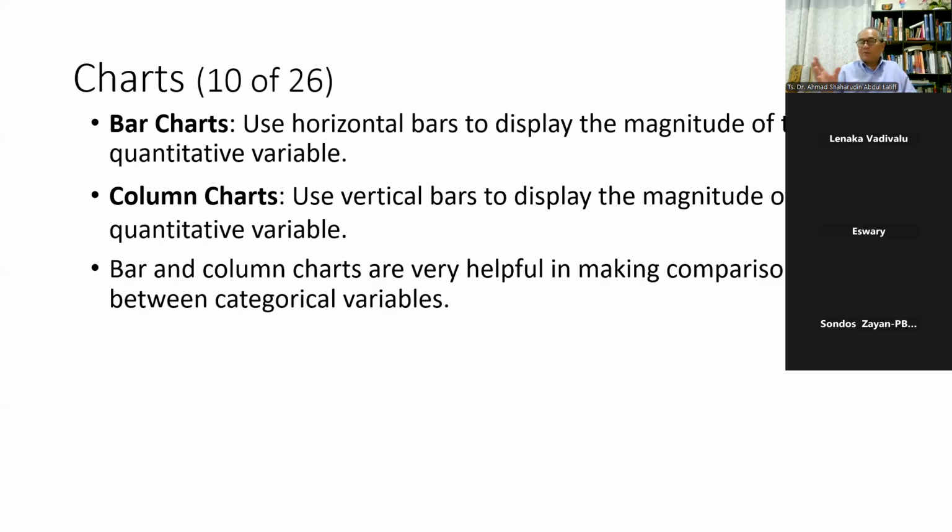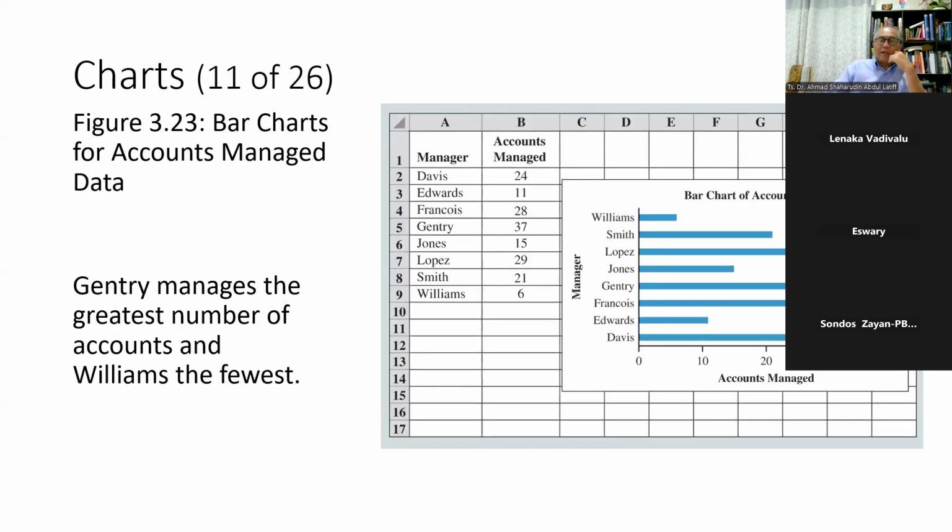Categorical variables. Remember we talked about numerical data and so on, but you have to compare categorical variables. What is the number for each categorical variable, male, female, and so on. So you can compare, for example, categorical variables like accounts managed by Davis, Edwards, and so on. So you can see the bar chart here.